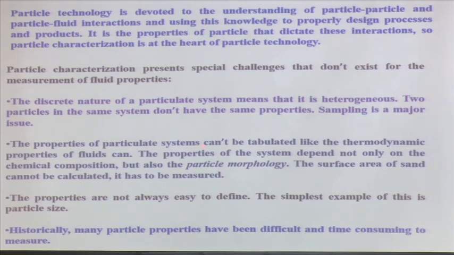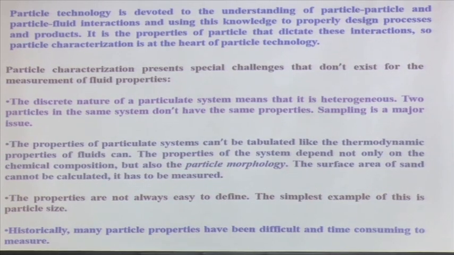The properties of a particulate system can't be tabulated like the thermodynamic properties of fluids can. Can you tabulate them? Take heat transfer through a particle, what is its conductivity? There is no way to tell the different properties of a particle unless we measure. The properties of the system depend not only on the chemical composition, but also on the particle morphology. I will explain what that means. Take the example of the surface area of sand. I give you 100 grams of sand and ask what the surface area of the sand is. Can you tell? Even by doing lots of mathematics, you cannot tell. You have to measure it.